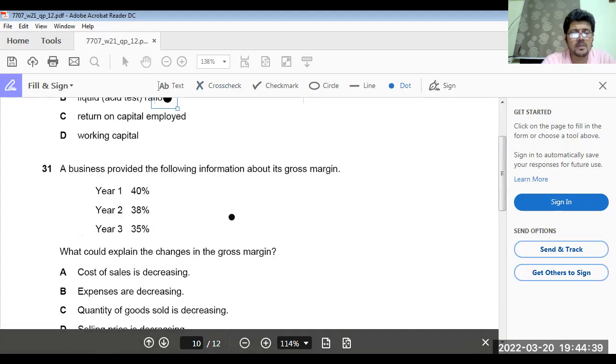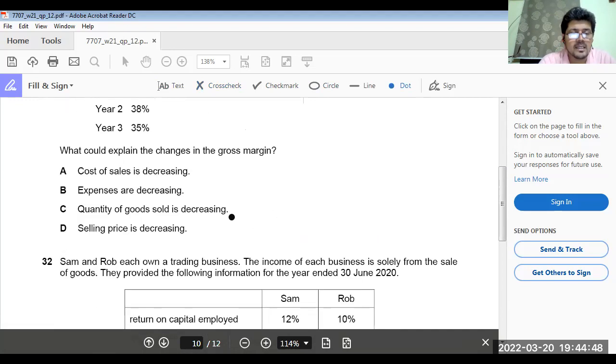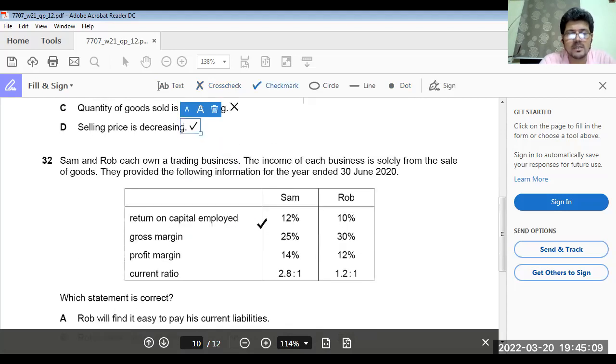Okay. A business provided the following information about its gross margin. Year 1, 40%. Year 2, 38%. Gross profit is decreasing. What could be the reason? Cost of sales is decreasing? Decrease in cost means increase in gross profit. Expenses have nothing to do with gross profit. Quantity of goods sold is decreasing? This could not be the answer. Selling price: when selling price is decreasing, it's going to decrease our gross profit.